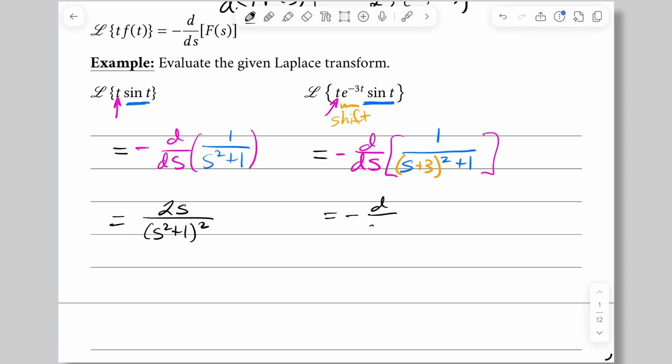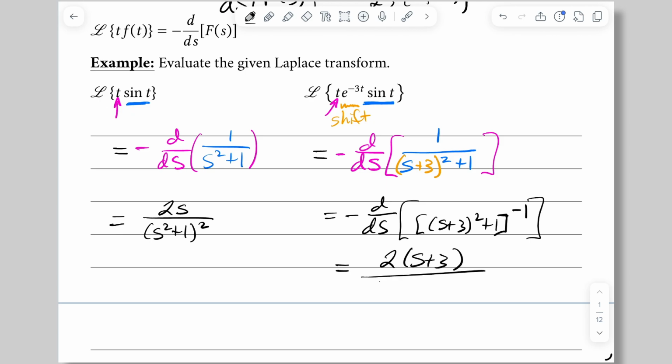This is the negative derivative with respect to s. I would look at this as the quantity of s plus 3 squared plus 1 to the negative 1. And then use the power rule and the chain rule to get 2 times the quantity of s plus 3 divided by the denominator, which is the quantity s plus 3 squared, plus 1, whole thing squared. In case you're wondering, what happened to the negative? Remember, I'm using the power rule, and the power is negative 1, so it's being offset.